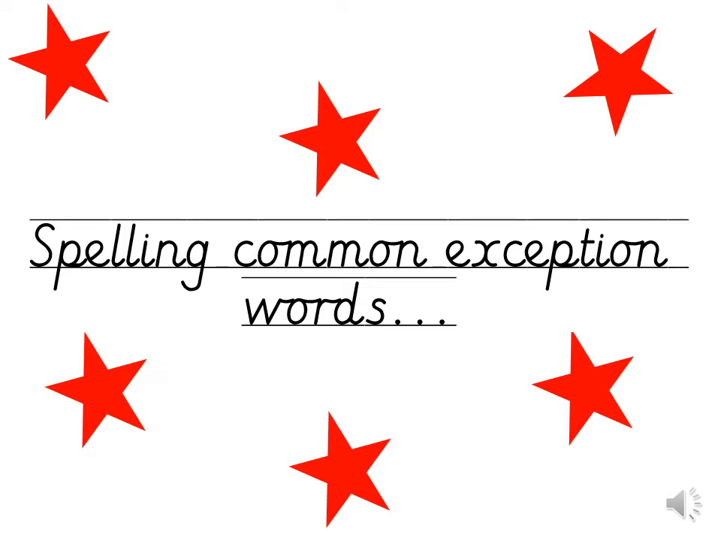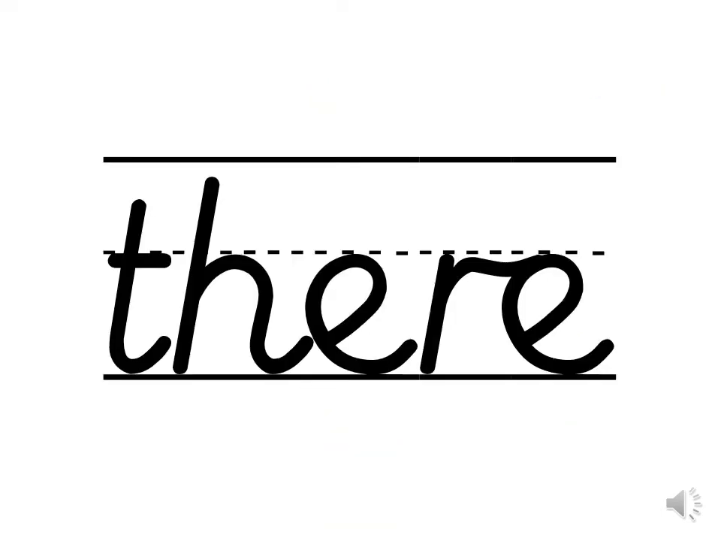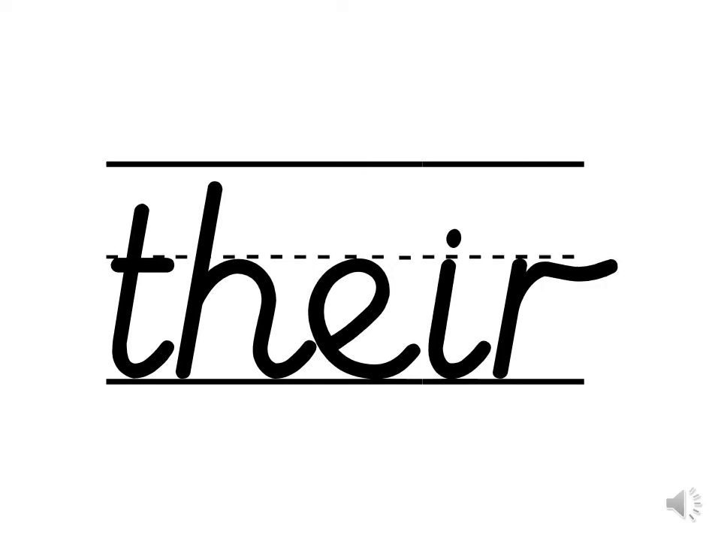The second there I would like you to write underneath is the possessive there. The there we write when something belongs to somebody. Let's check our spellings. This was the first there. And this is the possessive there.